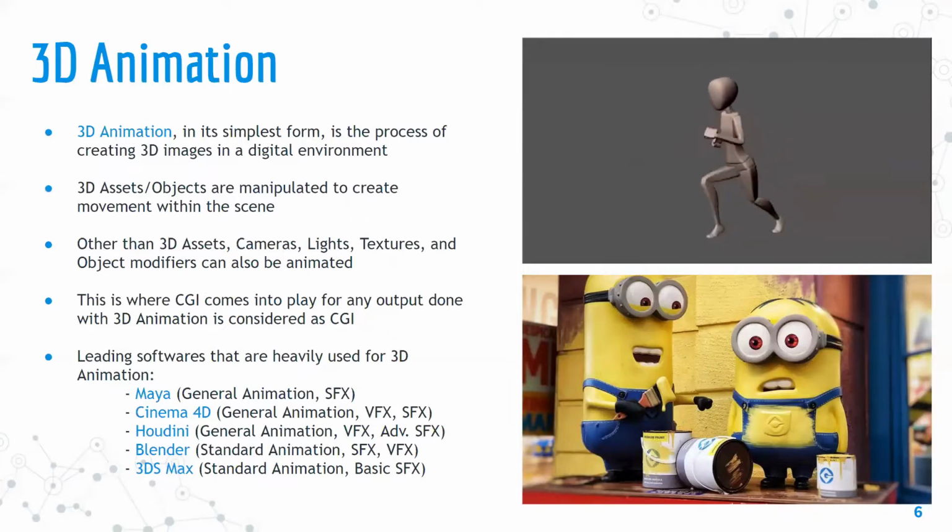So in 3D animation, 3D assets or objects, or yung mga models na mga pinagagawa natin, are manipulated to create movement within the scene, no? So yung 3D assets and objects na yun, hindi lang yung mga models na ginawa natin, because other than 3D assets, we can animate cameras, we can animate lights, we can animate textures, and of course yung mga modifiers na mga pinaglalagay natin sa ating mga models or sa lights or whatever object na nandun sa scene natin, no?